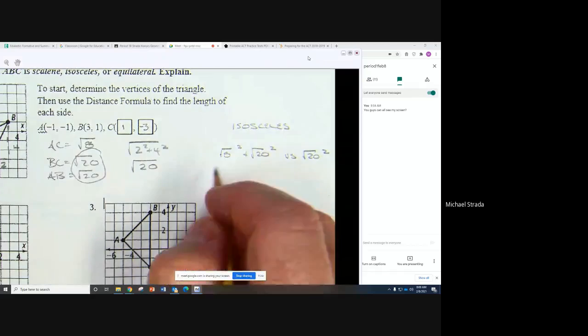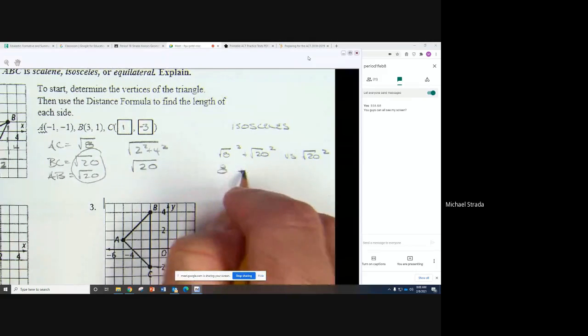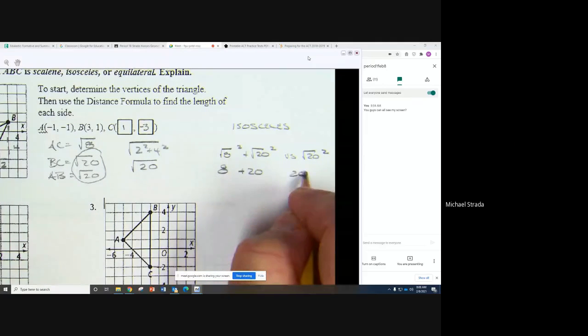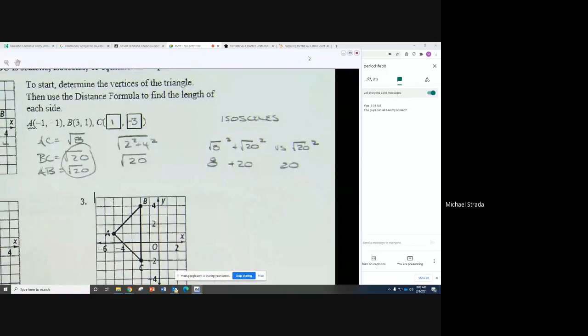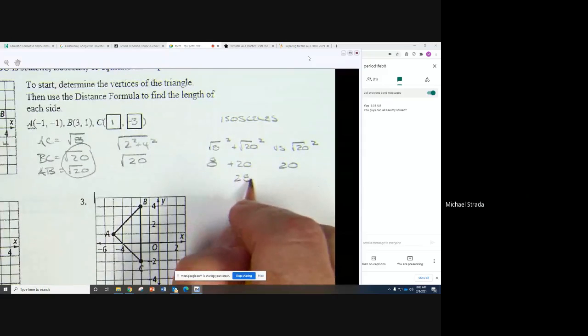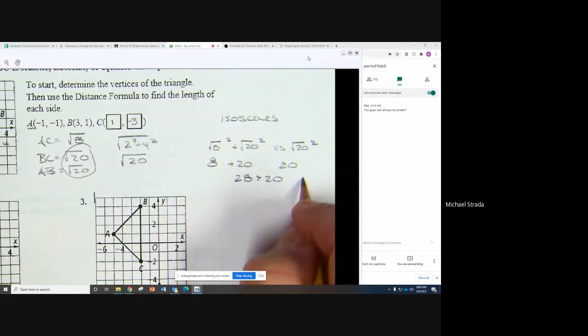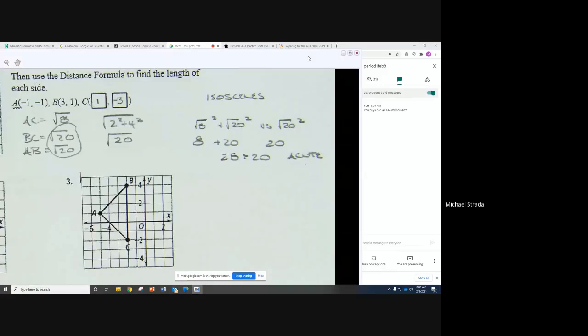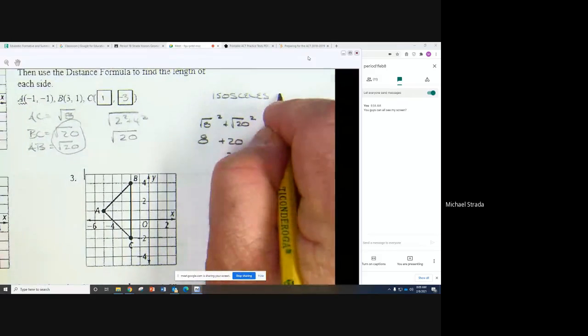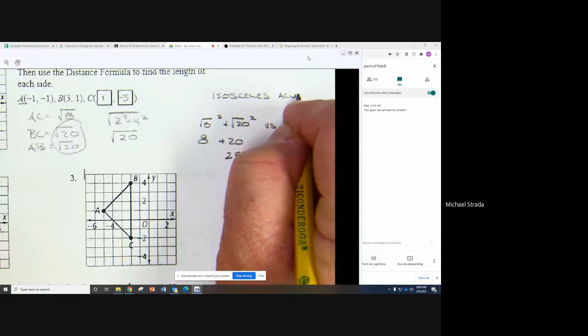When I square the square root of 8, they cancel out. And I get that expression, 8 plus 20 versus 20. 8 plus 20 is, of course, 28. 28 is greater than 20. Whenever a squared plus b squared is greater than c squared, we have an acute triangle. So my final answer is either acute isosceles or isosceles acute triangle.